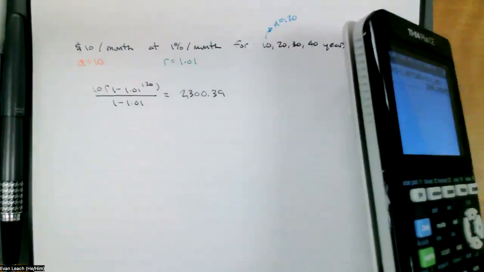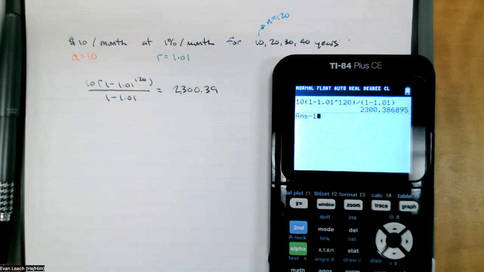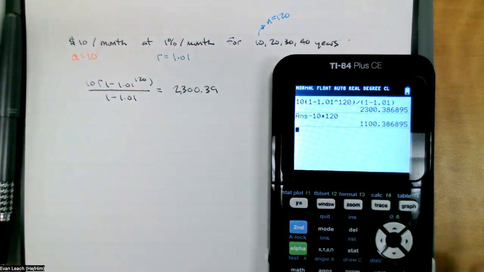So it doesn't seem like too big of a deal, $2,300. You're like, oh, dude, that's $2,300. That's only over 10 years though. And what did we put into it? So if we subtract 10 times 120, that's 1,100 over what we put into it.